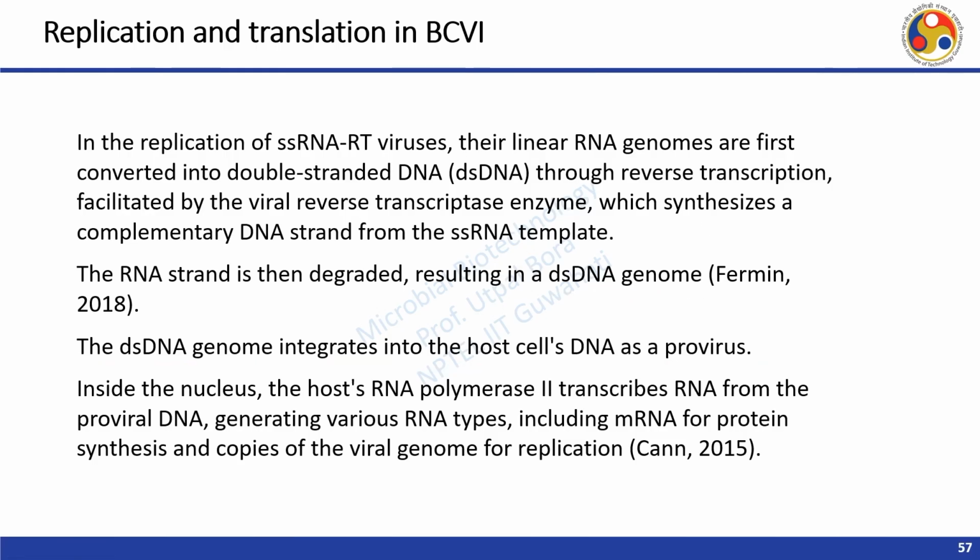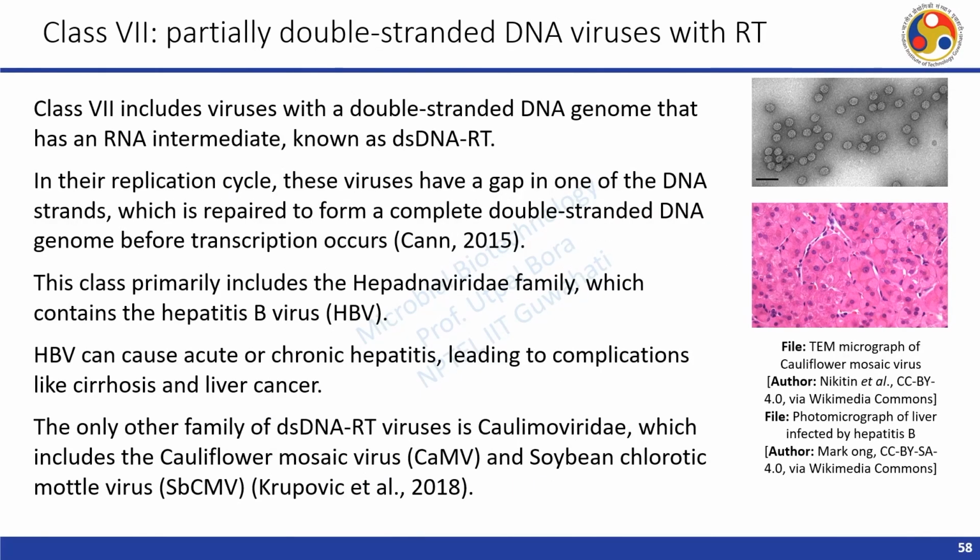Inside the nucleus, the host's RNA polymerase II transcribes RNA from the proviral DNA, generating various RNA types including mRNA for protein synthesis and copies of the viral genome for replication. The last class, class 7, includes viruses with a double stranded DNA genome that has an RNA intermediate, known as dsDNA RT. In their replication cycle, these viruses have a gap in one of the DNA strands, which is repaired to form a complete double stranded DNA genome before transcription occurs.